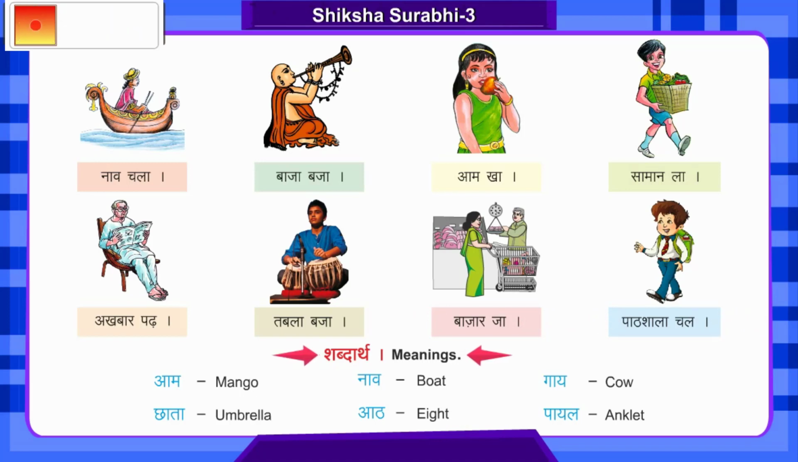Now shabdartha, meaning. Aam, mango. Nav, boat. Gay, cow. Chata, umbrella. Aath, eight. Payal, anklet. You know what is an anklet? The girls used to wear it on the leg, you know. That's called anklet. All other words are common. You know very well.